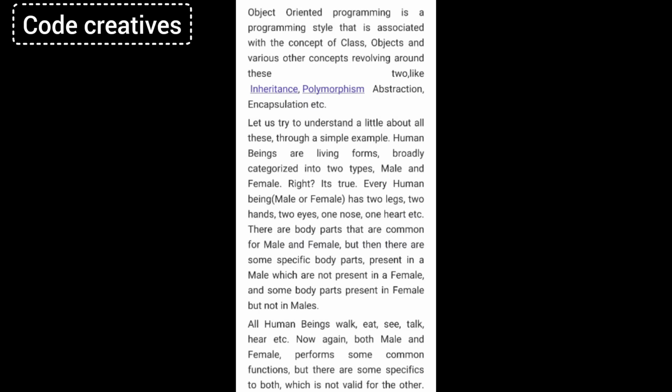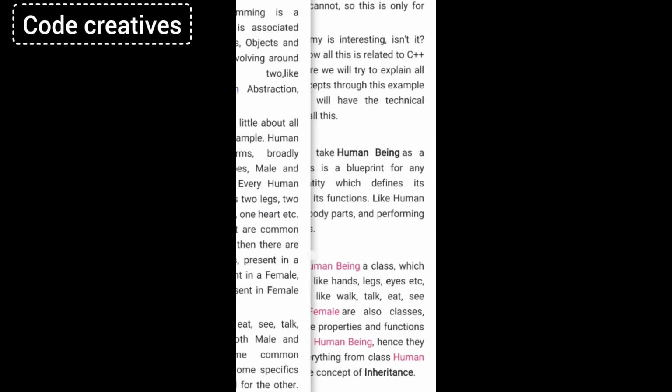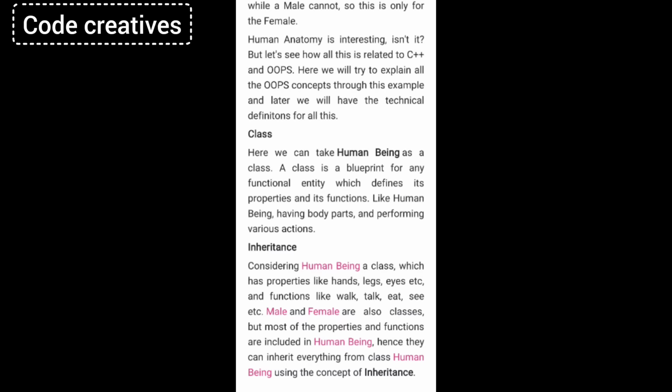All human beings walk, eat, see, talk, hear, etc. So again, both males and females perform some common functions, but some functions are specific to each and not valid for the other. Like a female can give birth, but a male cannot. So this is only for the female. Human anatomy is interesting, isn't it?